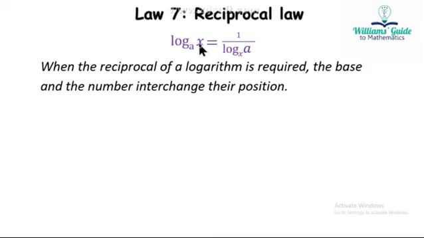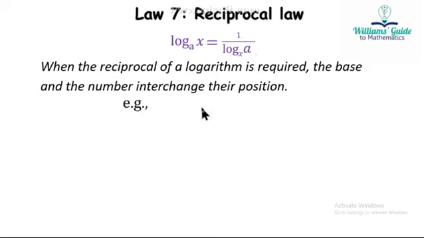Look at this illustration here. This is the number x, this is the base a. Getting the reciprocal, which is 1 over, we need to interchange the base and the number. Here the base is a. A is now the number on this side. Here the number is x. X is now the base on this side. We interchange this because we have just taken the reciprocal, which is 1 over.